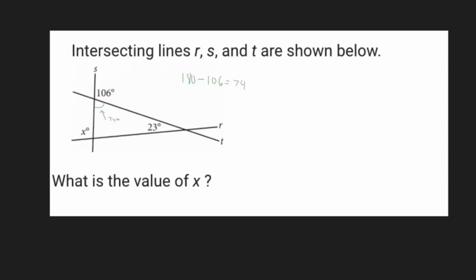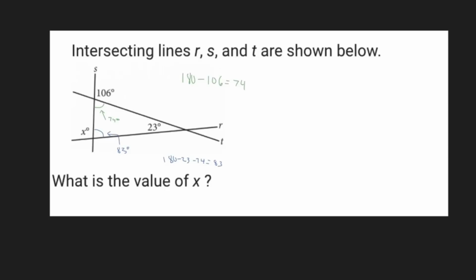And now we have two angle measures of a triangle, so we can find the missing angle measure. So this angle right here at the bottom. We just do 180 minus 23 minus 74, and we get a value of 83. Because this angle is 83 degrees, we can also use supplementary angles again to find the value of X.